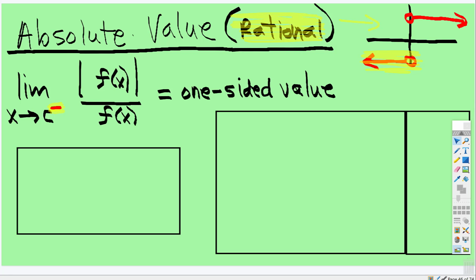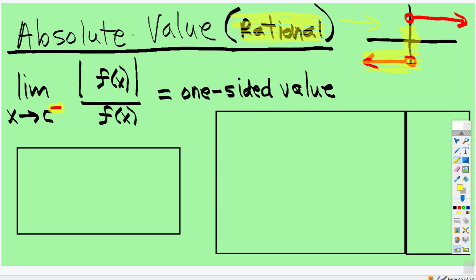Okay, now we're going to look at a special type of rational function, the absolute value rational function. We've already looked at it when it wasn't one-sided. As you can see by the parent graph, as you look left and right, the limit doesn't exist because there's this big gap between the left and the right side. But now we're going to examine what happens when we look from just one side.